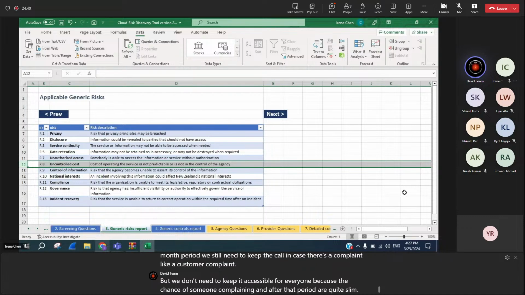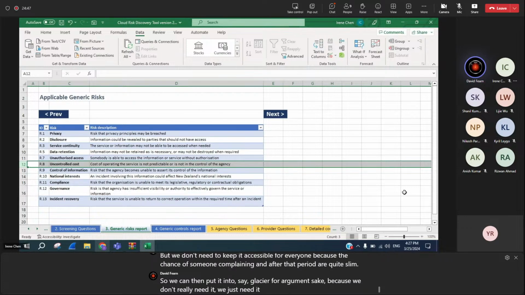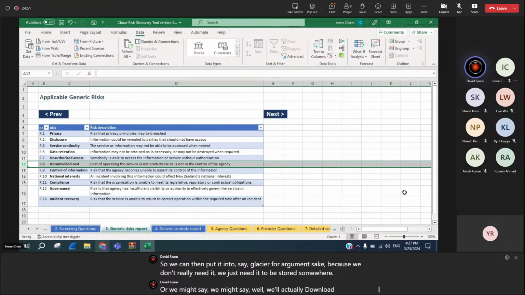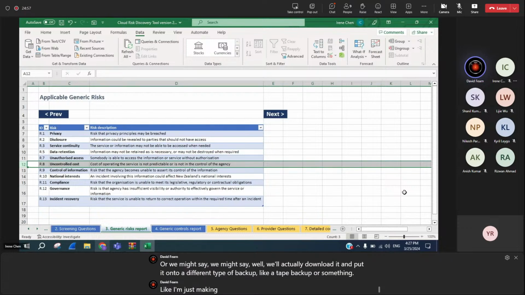So we can then put it into say Glacier, for argument's sake, because we don't really need it. We just need it to be stored somewhere. Or we might say, well, we'll actually download it and put it onto a different type of backup, like a tape backup or something. I'm just making things up, but those are the pros and cons that we would look at.